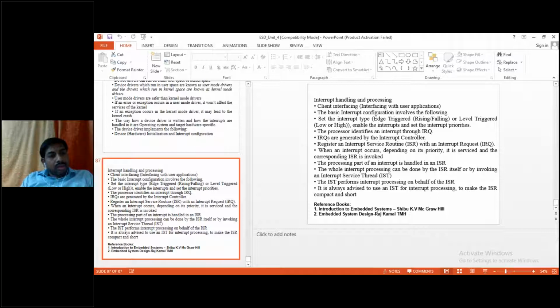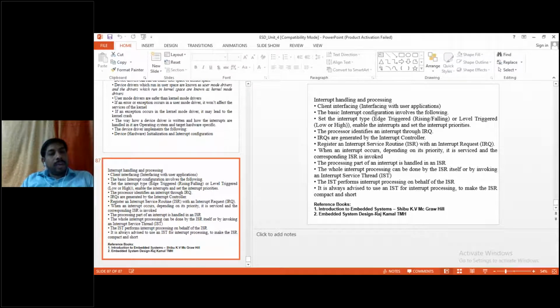Basic interrupt configuration involves the following: you have to set the interrupt type, whether edge triggered or level triggered, you have to enable the interrupts, and you have to set the priorities. Next, the processor identifies an interrupt as an IRQ. These IRQs are generated by the interrupt controllers, and you have to register an interrupt service routine within an interrupt request. Whenever an interrupt occurs, depending on the priority, it must be serviced and the corresponding ISR must be invoked. The processing part of the interrupt is handled in an ISR.